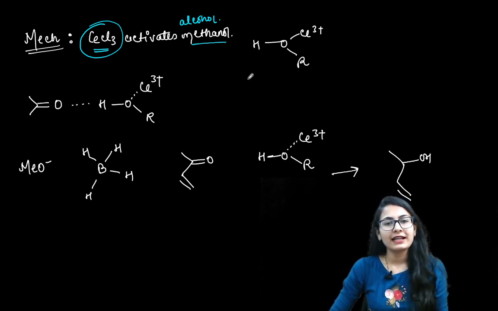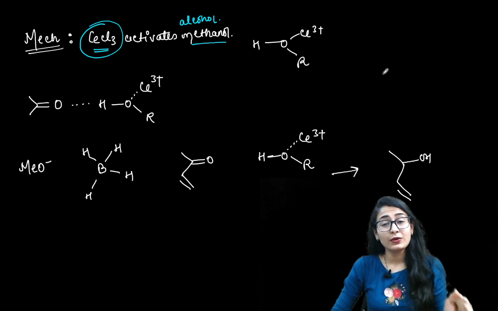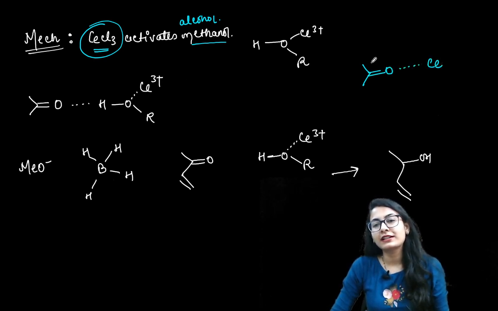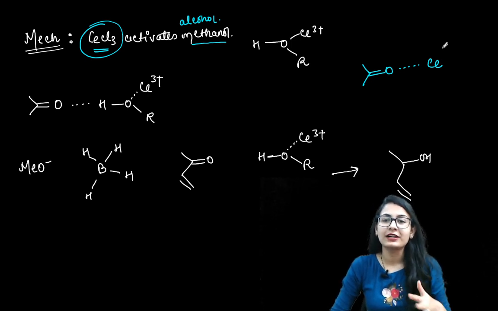So how does it activate the alcohol? A lot of times you will see that the cerium is directly coordinated to the ketone group. This is what we have also been seeing a lot of times, that cerium is directly activating the carbonyl group, but it is not directly activating the carbonyl group. What is happening? Let's talk about that.